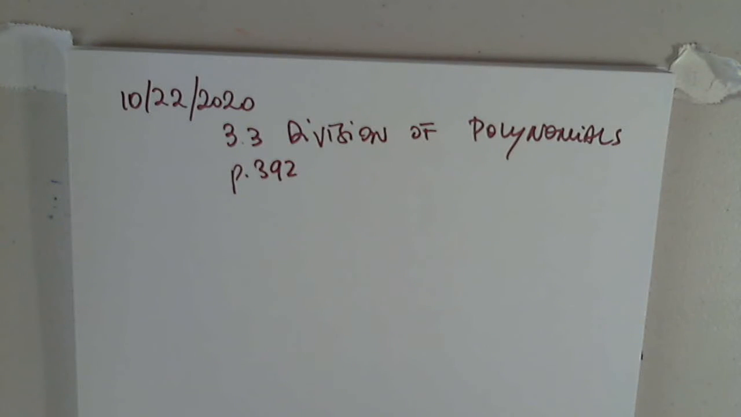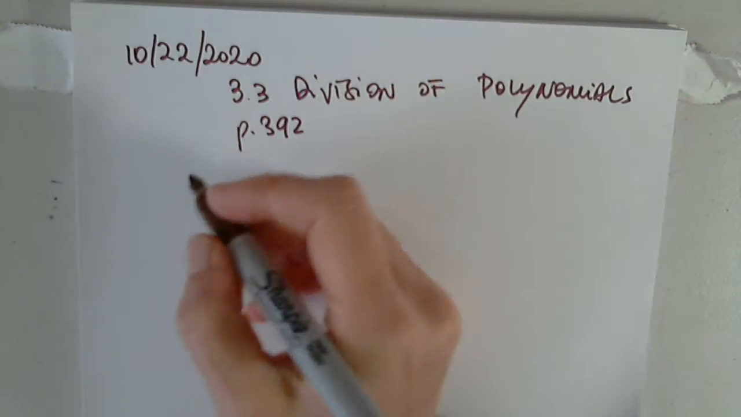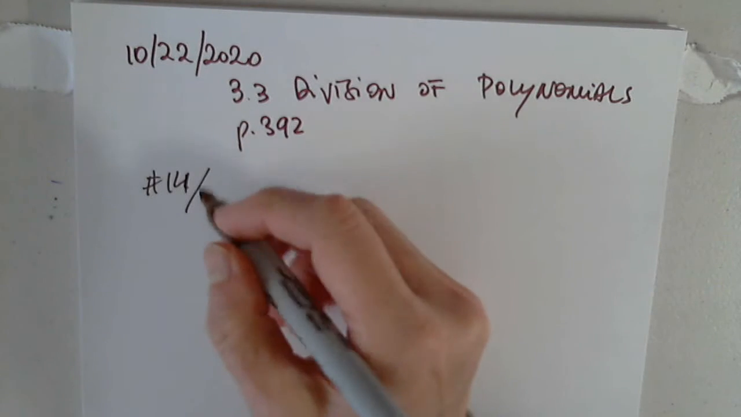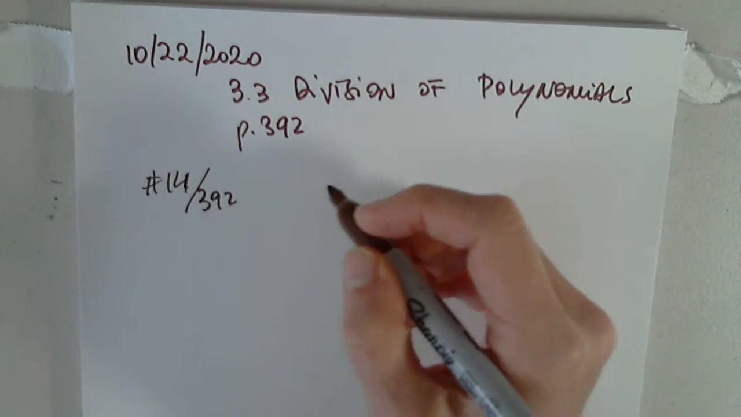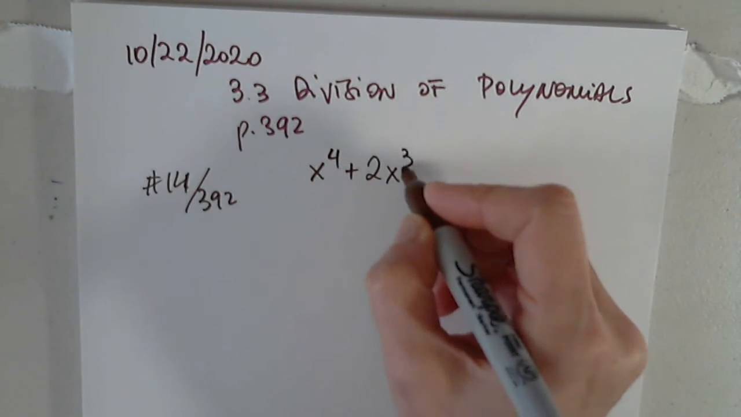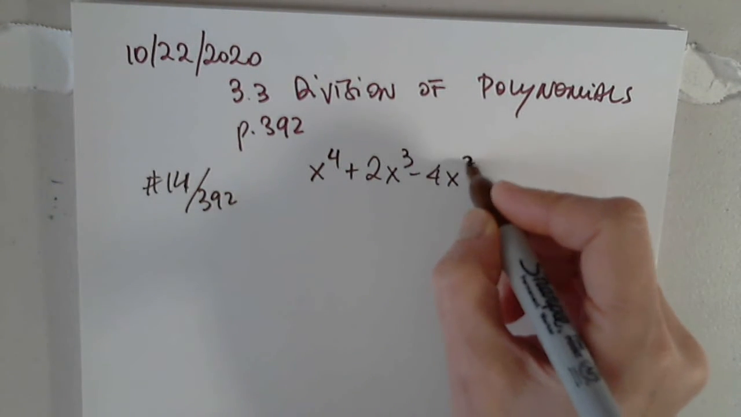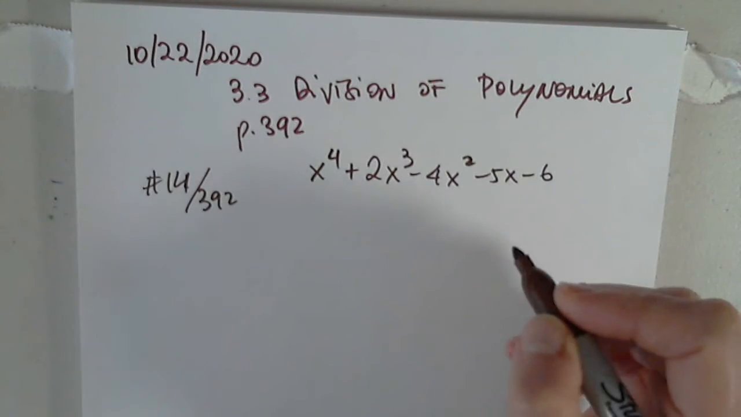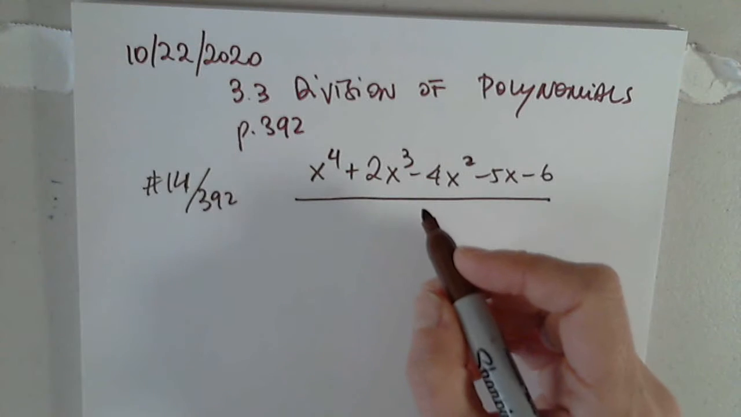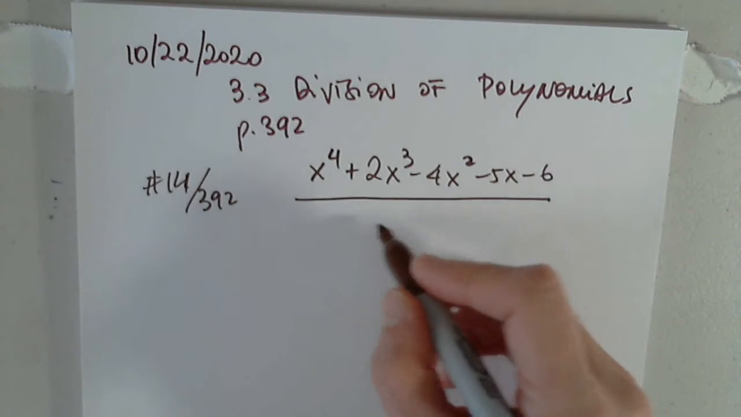Okay. I'm just trying to get my textbook open. Okay, I will choose one before you will choose. So let's say number 14 on page 392. 14 has x to the fourth plus 2x cubed minus 4x squared minus 5x minus 6. Can you see here, everyone? And it's divided by x squared plus x minus 2.